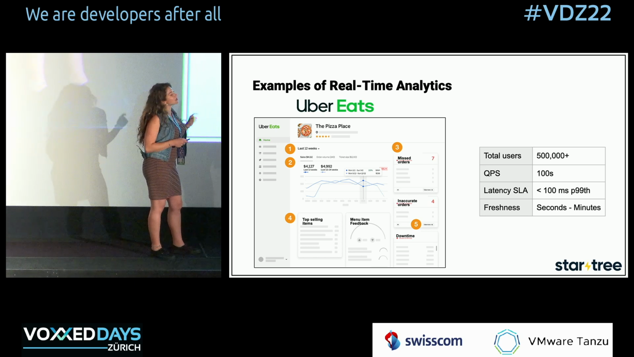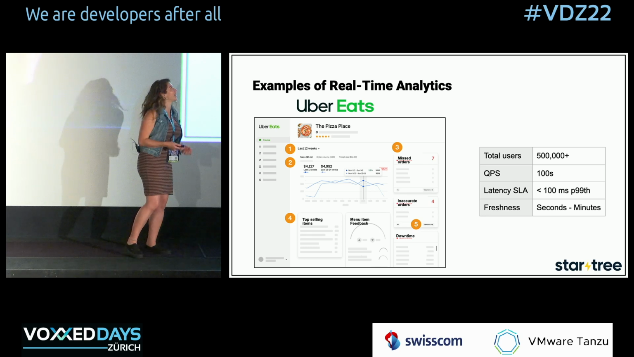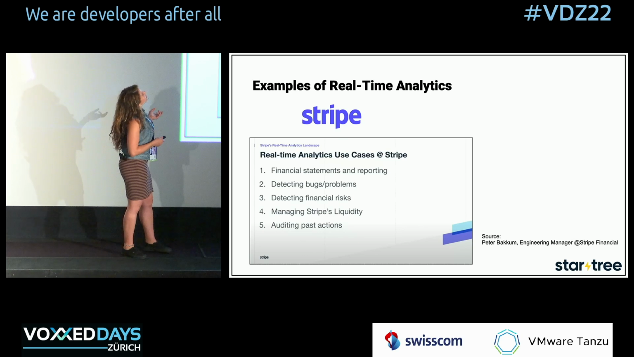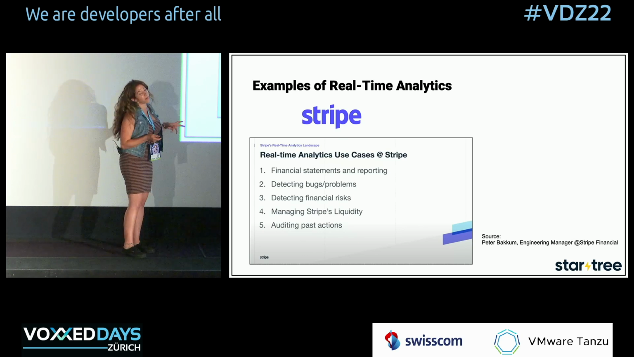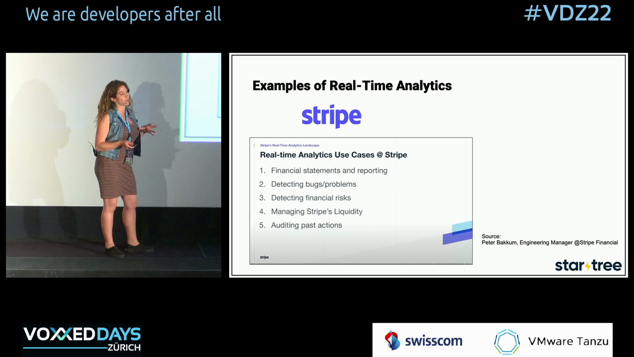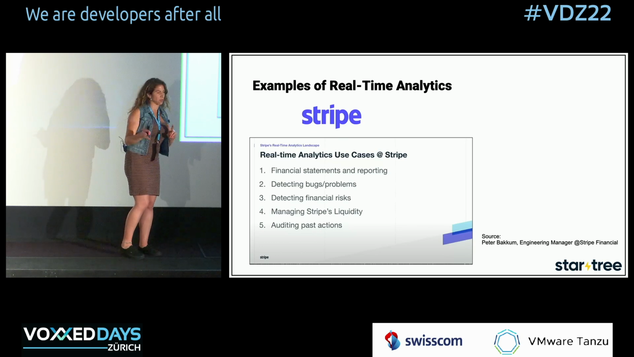Another real-time analytics use case, and this is personally one of my favorites, I don't know why, I just like this one, is the Stripe use case. Stripe's use case is a little bit complex too, in terms of what they're doing with real-time analytics. This is user-facing analytics, but it's more on the internal side, so I'll explain.